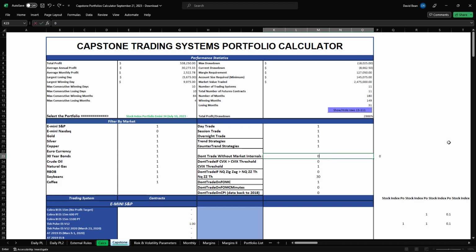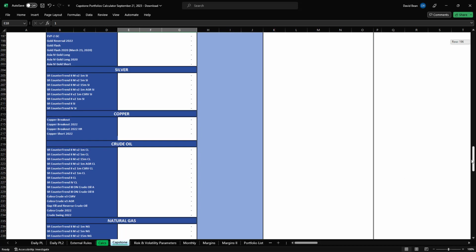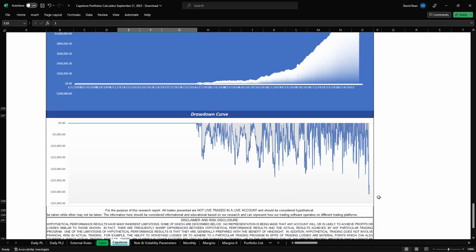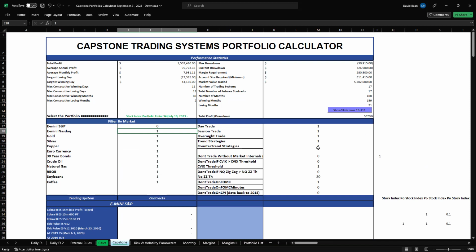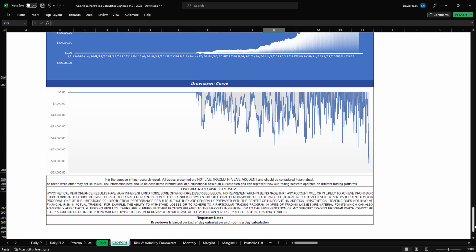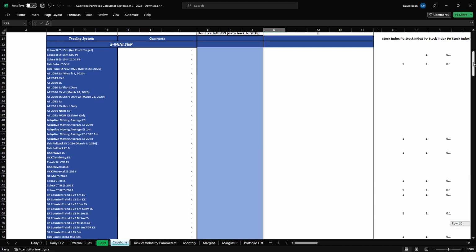back to the default. These are the settings for the default, and let's look at the Nasdaq by zeroing out the S&P. And so if we look at the Nasdaq only, it's in a 26 out of 30K drawdown, and that is some of the issues we're having are in the Nasdaq. And let's look at the difference between the trend and counter trend. If you look at the trend strategies, they're not doing too bad.